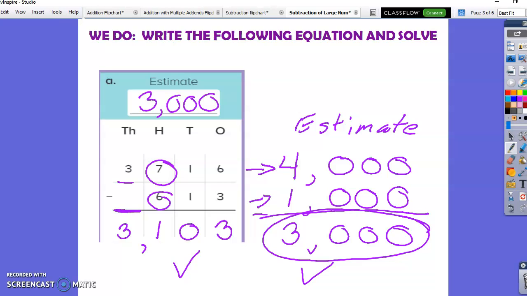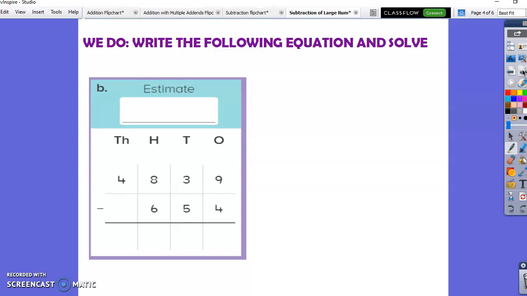Make sure you have your work written down. If you need to pause the video here, pause the video and make sure you get that work written down. We're going to do one more practice before we get to the exit ticket and your independent work. So in your journals, I want you to write this equation that's below here.